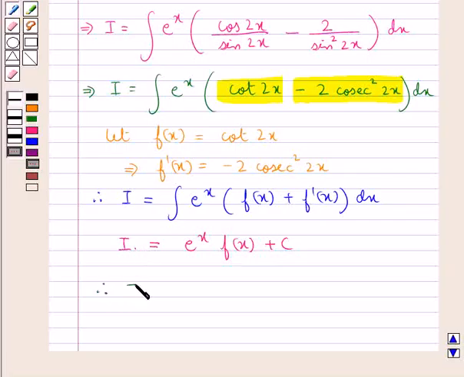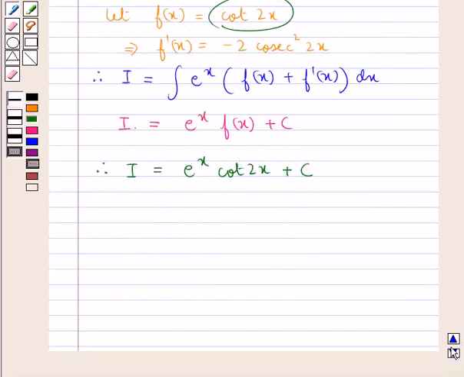And therefore, we can say that I is equal to e to the power x into f x, which is cot 2x, plus c. Where again, c is the constant of integration.